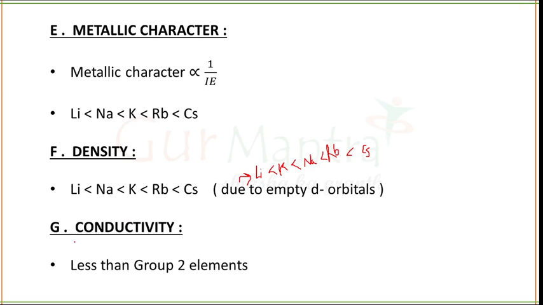Now, the order of conductivity. Due to the presence of loosely held valence electrons, which are free to move in a metal structure, these elements are good conductors of heat and electricity, but the conductivity of group 1 elements is less than the group 2 elements.